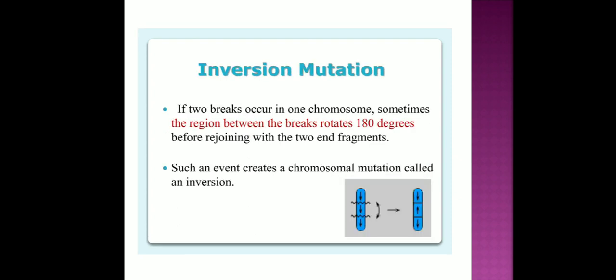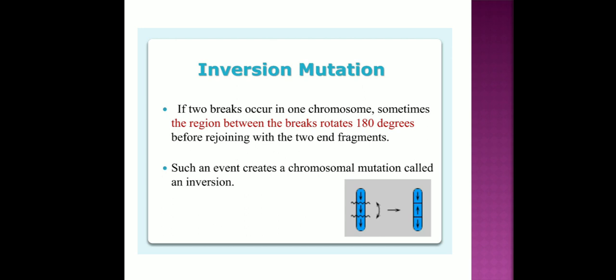Next we are going to learn inversion mutations. Inversion means a segment is broken in two. An inversion is a chromosome aberration where a segment of the chromosome breaks and reunites in reverse order. There is no loss or gain of genes, but the genes are rearranged in reverse order.